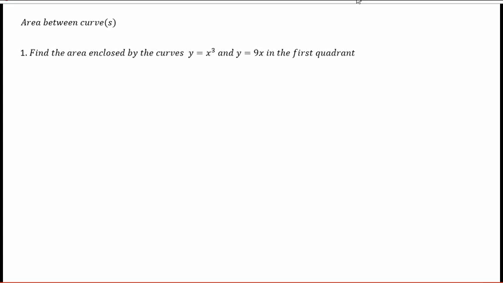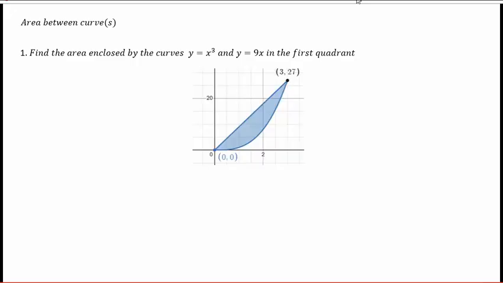Area between curves. We go with examples. Find the area enclosed by the curves y equals x^3 and y equals 9x in the first quadrant. So we check the graph of the function using Desmos.